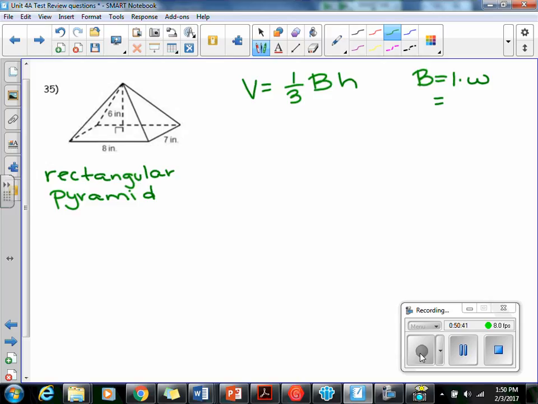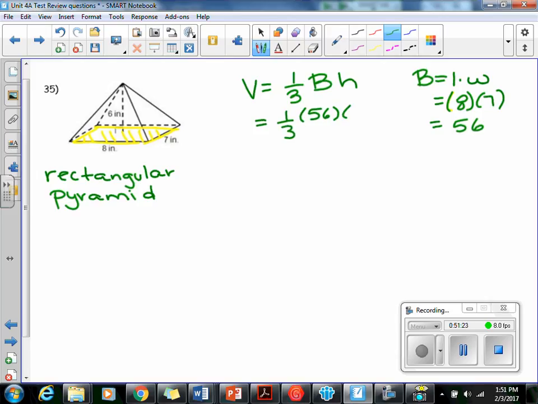For this pyramid, the base is down here. This is the rectangle that we're gonna be working with. The dimensions for that rectangle would be 8 and 7. So that's what you use to find your big B. So 8 times 7 equals 56. So the area for the base of this pyramid is 56. So when I plug in, I have 1/3 times 56 times the height.